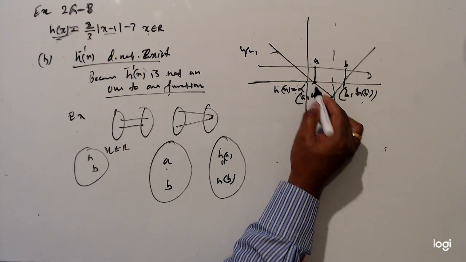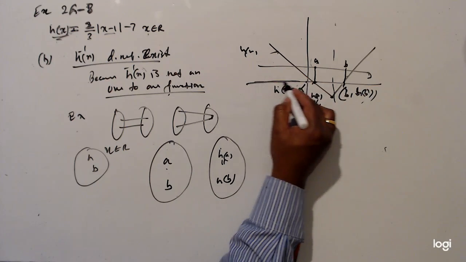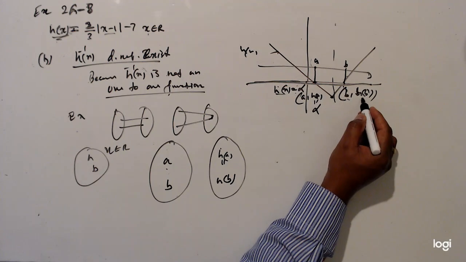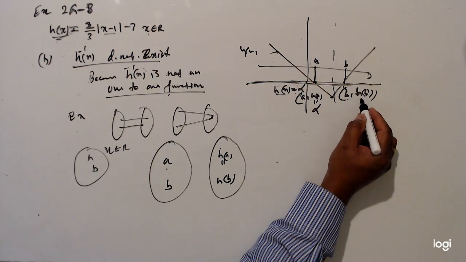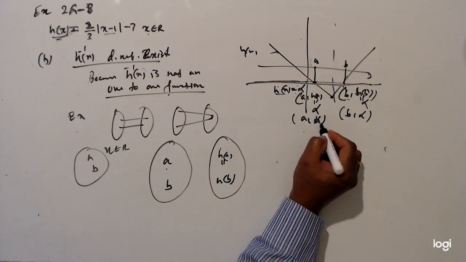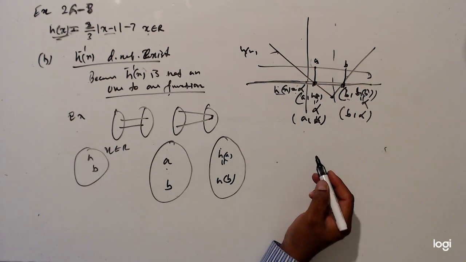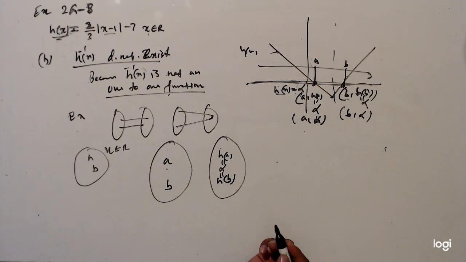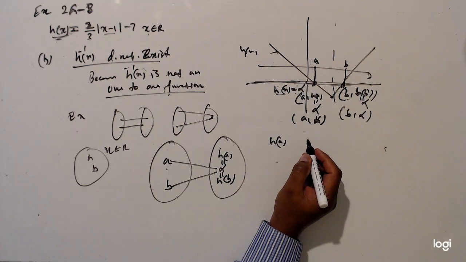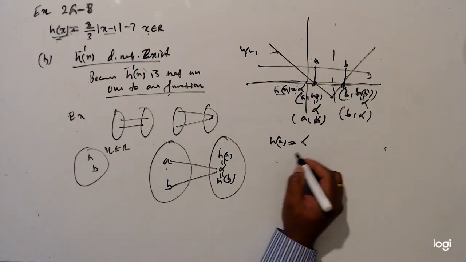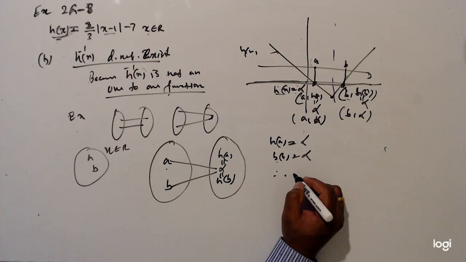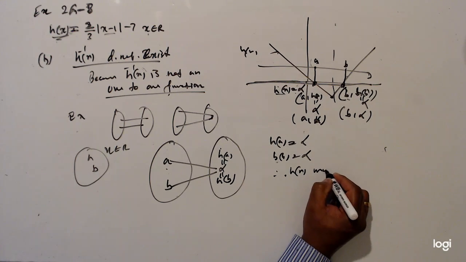So what is h(a)? The value of h at a is alpha, because this is the line y equals alpha, h(x) equals alpha. So this is (b, alpha), in other words, (a, alpha), this point. Hence h(a) is also alpha, h(b) is also alpha. Hence h(x) is many to one.